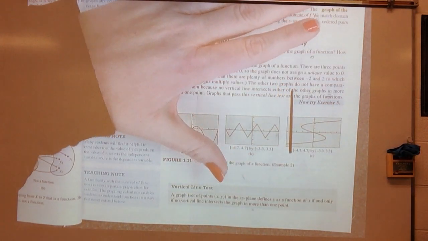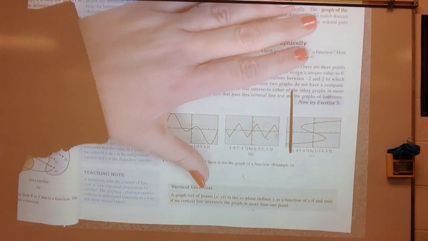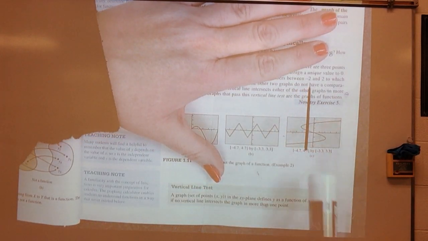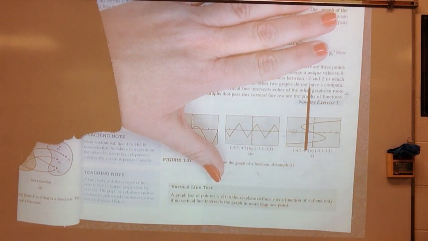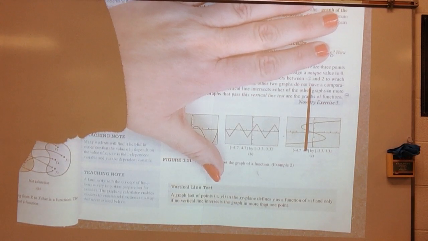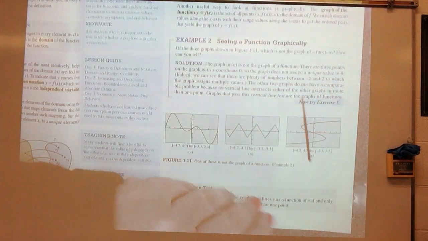But when I look at graph 3, notice my vertical line touches the graph in 3 different spots here. So therefore it tells me that my x value would produce more than one y value. So that failed the vertical line test.